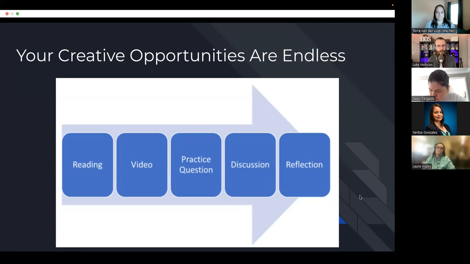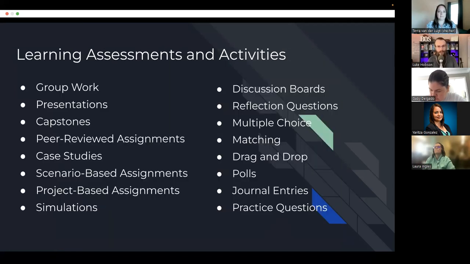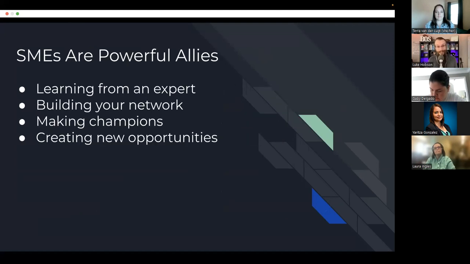What problems are we trying to solve with education? And of course, how are we going to guide them there by mapping out this type of learning journey? And what exactly are you going to do to make that happen? Will you be using presentations or capstones or peer-reviewed activities or case studies or simulations? And the list goes on and on with different forms of assessments, activities, and other learning techniques that you can use to really wow the learners and to have an overall incredible learning experience.